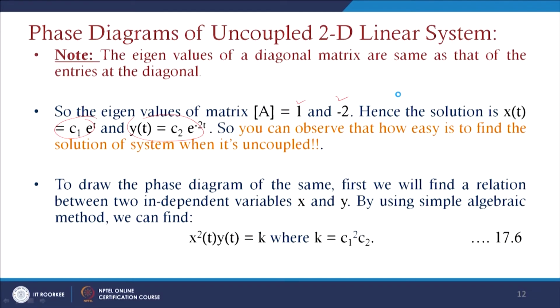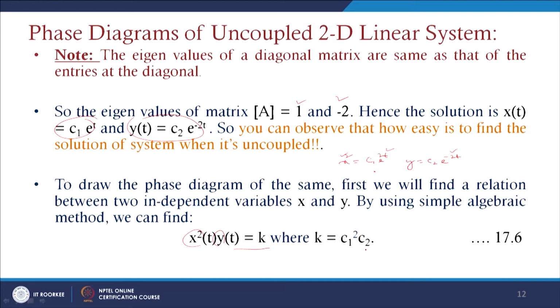And if we want to plot this function in a phase diagram, first we will find a relation between these two dependent variables x and y. By a simple algebraic method, we can find the relationship as x squared into y equals, suppose, k. Since we have an uncoupled system here, x equals c1 e to the power t and y equals c2 e to the power minus 2t, and x depends on t and y also depends on t. So we can establish this relationship in the form of x and y, if you take the square of this function.